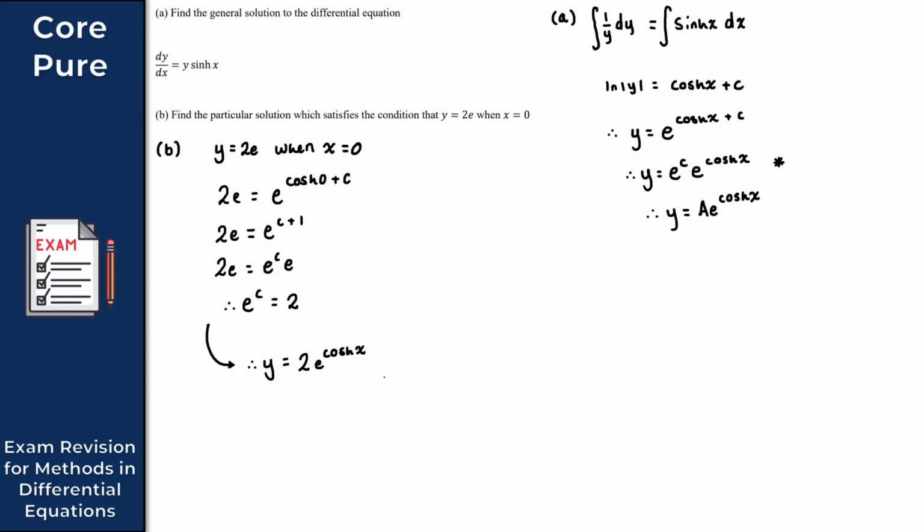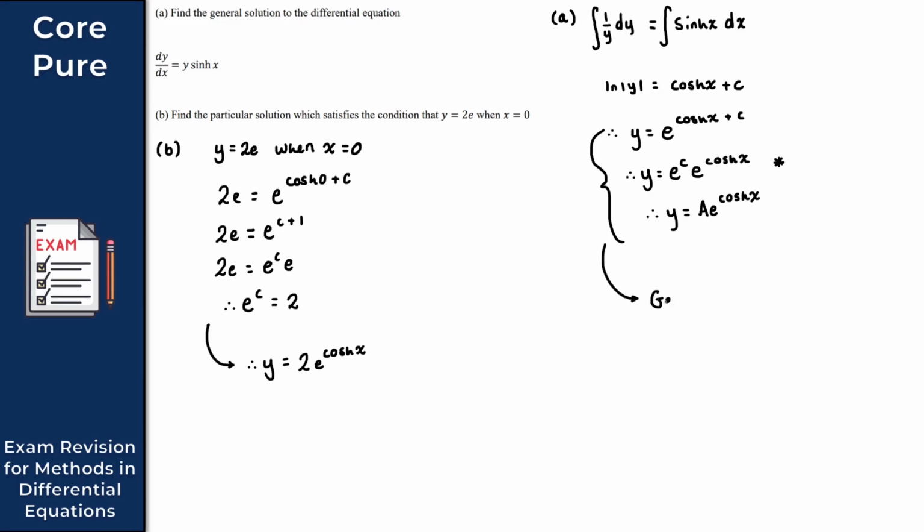Okay? And there we have it. So this here is our particular solution, which satisfies the condition that y is equal to 2e when x is equal to 0. Okay? And again, just as a final note, any of these are absolutely fine for your general solution, or part A.